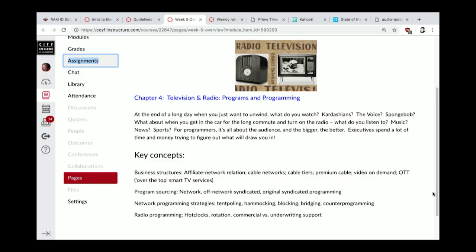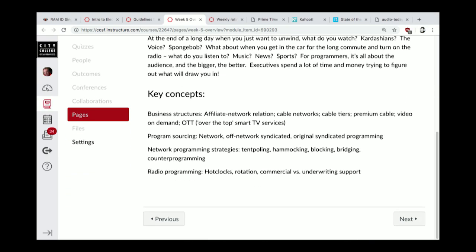Now let's take a look. I want to make sure that even if we don't do the Kahoot, we've covered the key concepts. So we talked about radio programming, hot clocks, rotation. Commercial versus underwriting support: if you are a public radio station, you've got corporate underwriters and subscribers giving you money, versus regular programming, which is supported by commercials. Otherwise, we've talked about network programming strategies: tent-poling, hammocking, blocking, bridging.